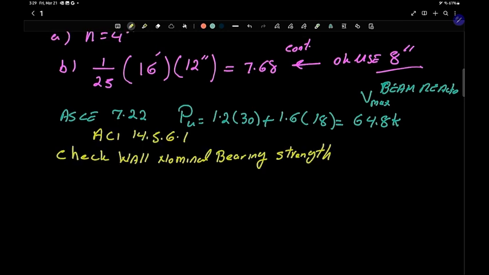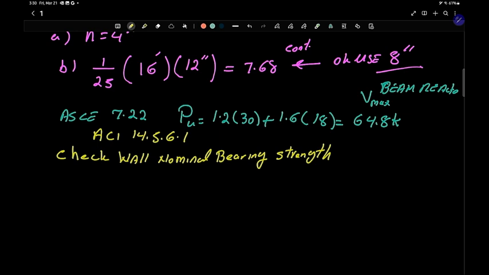All right, the next thing we're going to calculate is ACI 14.5.6.1. Check the wall nominal bearing strength. What this means is the load on top of the wall. It's the concentrated load, which is the beam bearing on top of the wall. Is the wall's bearing strength enough to take that load from the beam? That's what we're trying to do. We use this a lot in timber because timber is kind of soft, and we always check the bearing pressure. So we're doing the same thing here with the concrete.